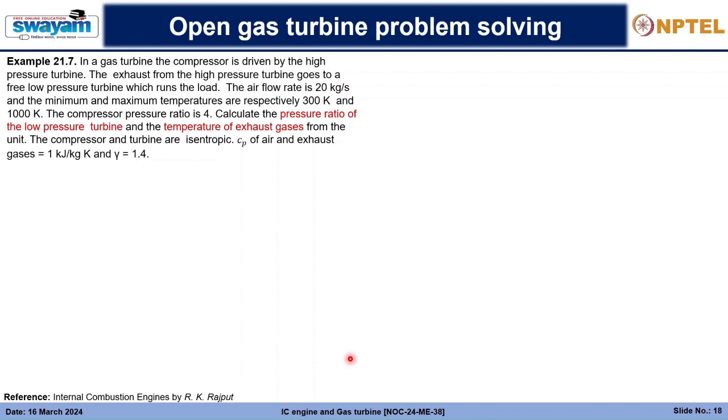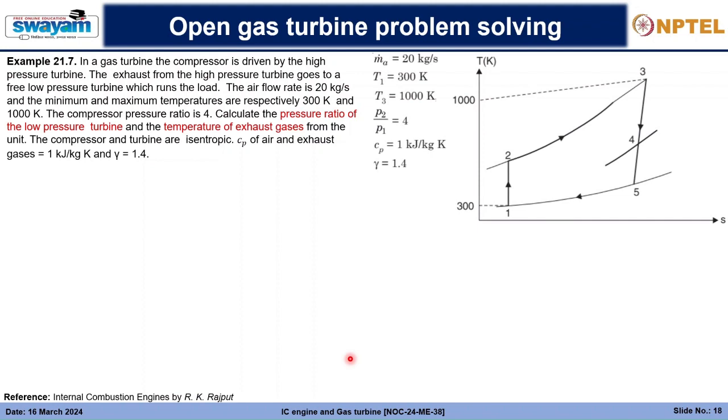Okay, then let us solve this question. So the T-S diagram will look something like this. This is the compressor part, and we are not given any compressor efficiency or turbine efficiency, right? So that actually eases the process.